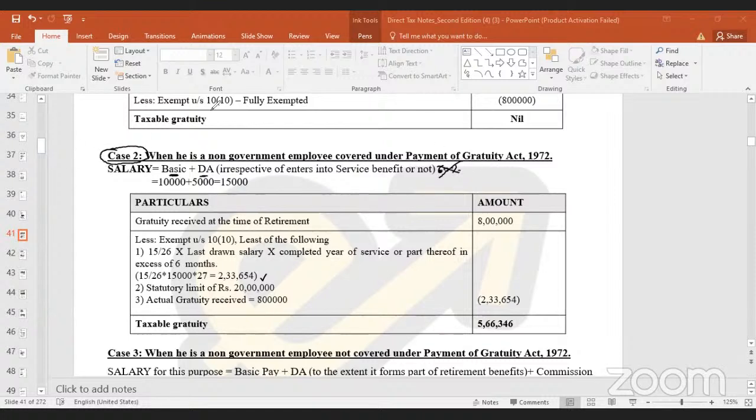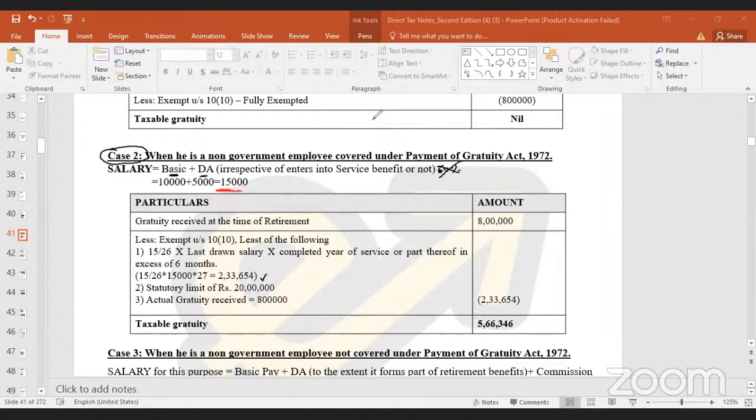What is case 2? If it is covered under the Payment of Gratuity Act, you're supposed to consider the full DA figure. So basic pay is 10,000 plus 5,000, which is equal to 15,000. How many years has he served in this entity?